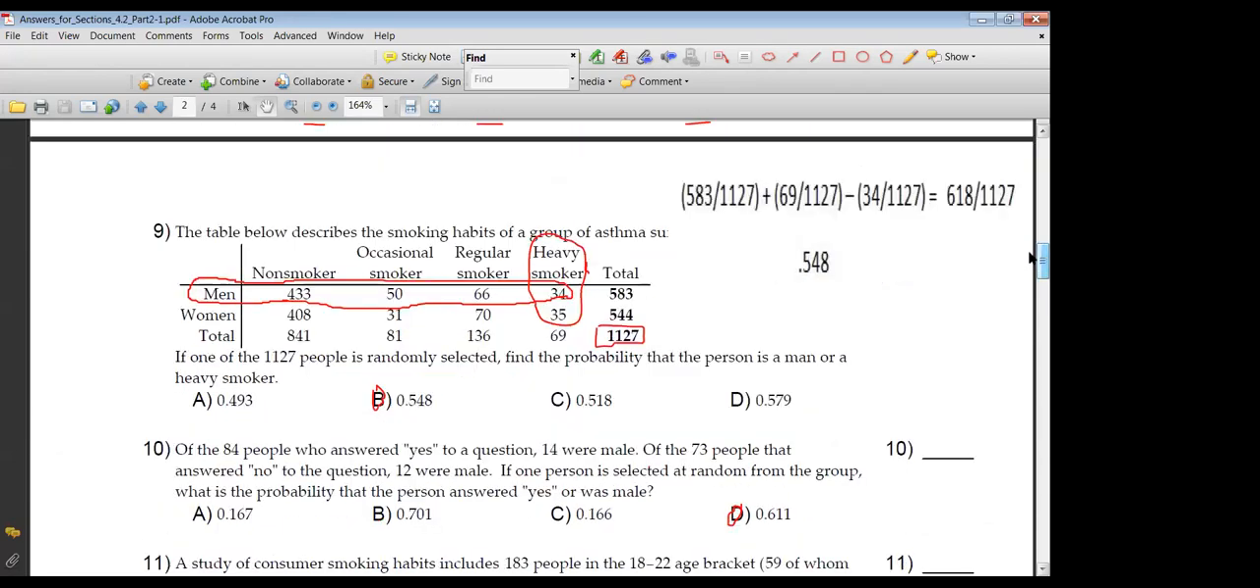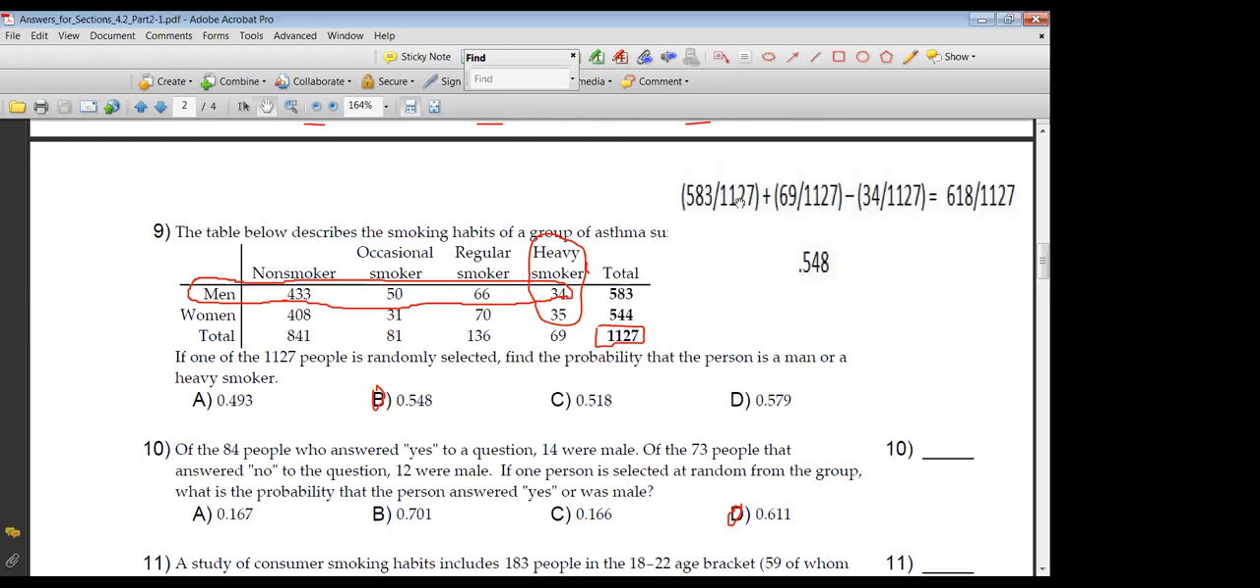Here again, these tables. A lot of times you're given these tables, and here's a great one because he gives me the totals going down vertically and the totals going horizontally. He tells me I got 1,127 people. Find the probability that the person is a man or a heavy smoker. Well, it's an OR problem. I know I'm adding. What's the probability of picking a man? Well, there's 583 out of 1,127 people who are men.